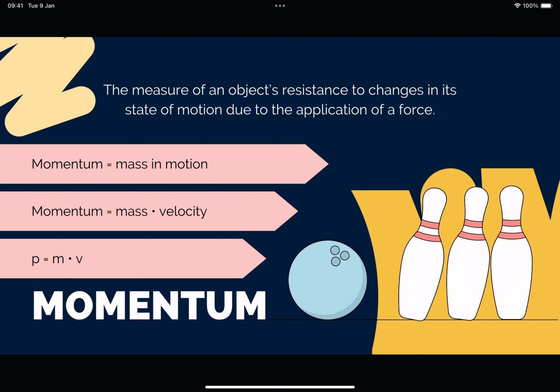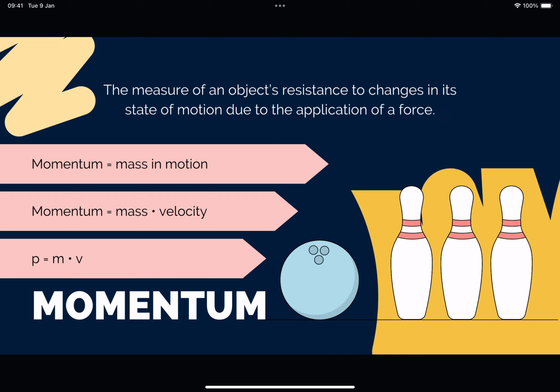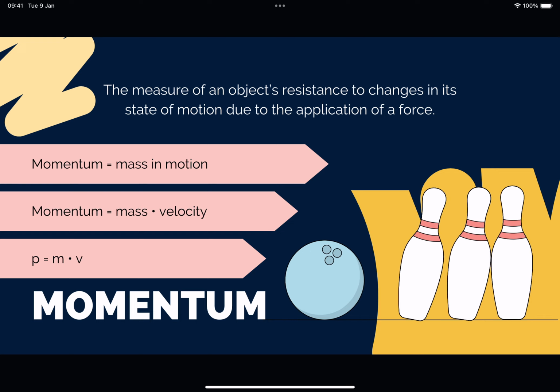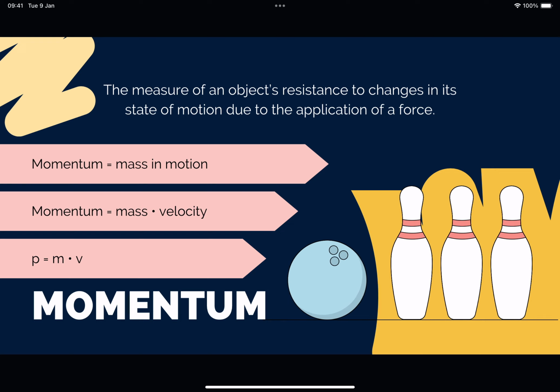Then we have the concept of momentum. I told you what momentum is. It's simply mass in motion, and momentum is written by small p. The formula is mass into velocity.